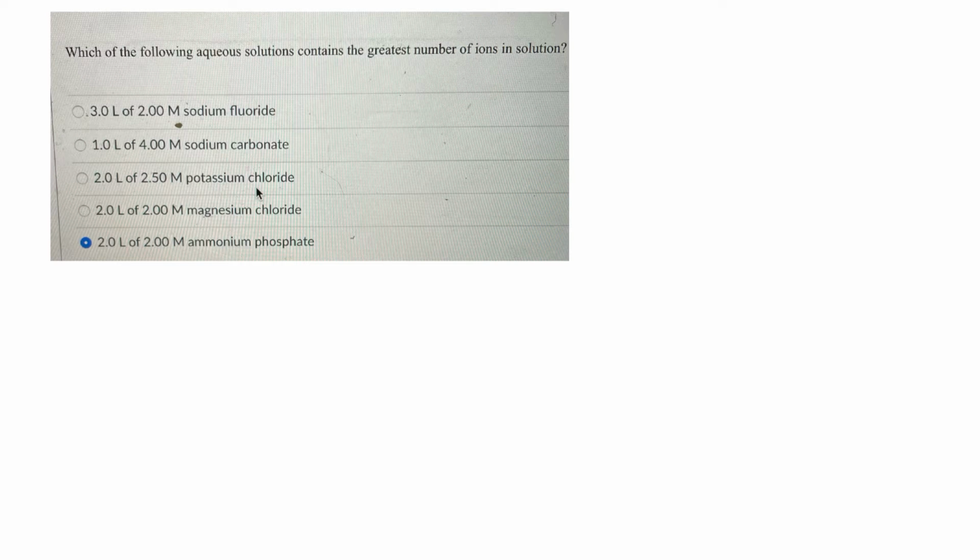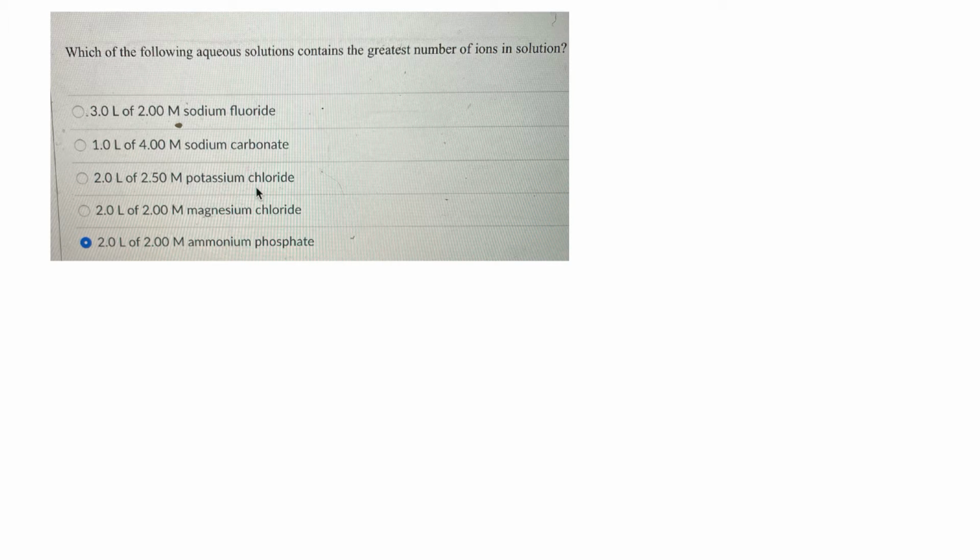Okay, here's a couple good questions that deal with concentration and how many moles of stuff are in a solution, etc. The first question deals with number of ions, and you have to be careful with that one. It says, which of the following contains the greatest number of ions in solution? To figure that out, you first have to dissociate the equations. So let's do that with each one of them.